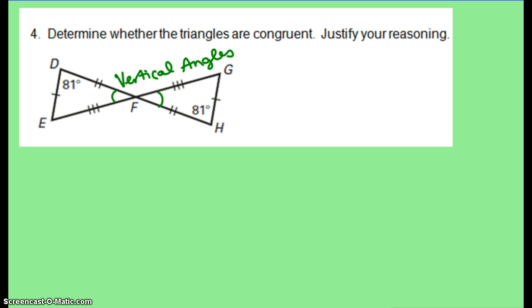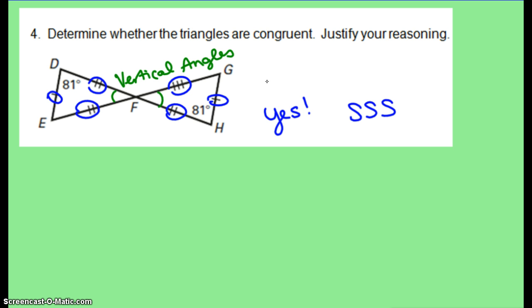So I can actually prove this in a couple of different ways. Notice I have 3 pairs of congruent sides. Because of that, I can prove it with side, side, side. Or I can even look at this and say, oh, I've got angle, side, angle. So there's angle, side, angle.